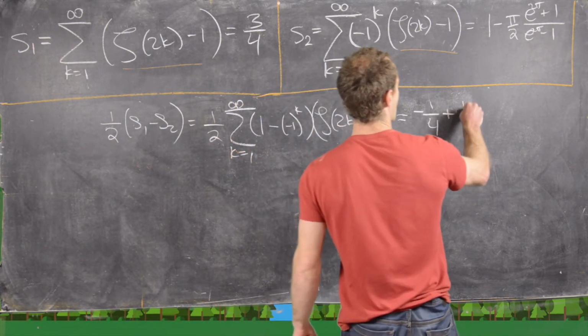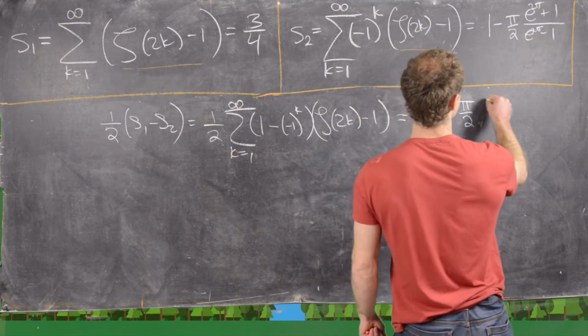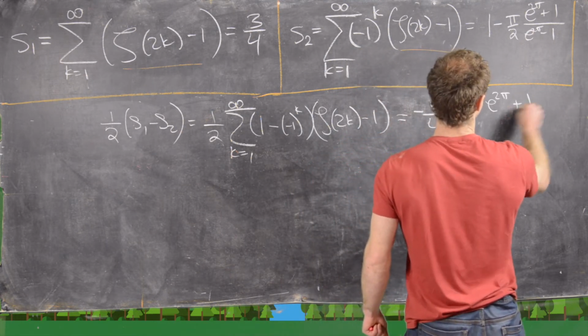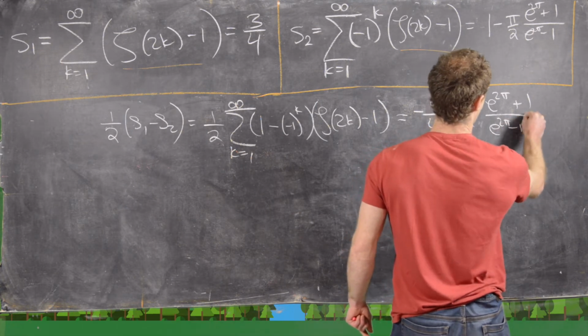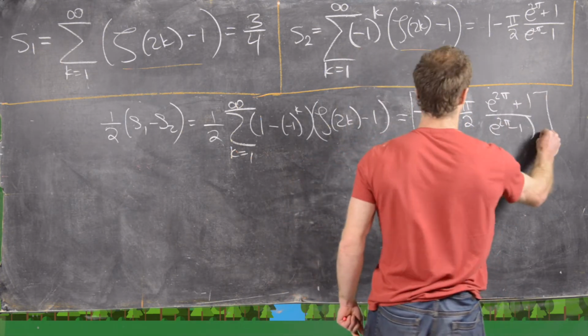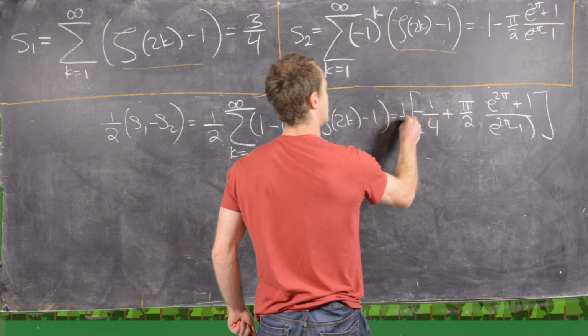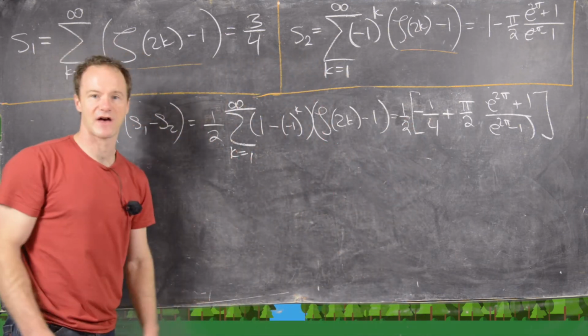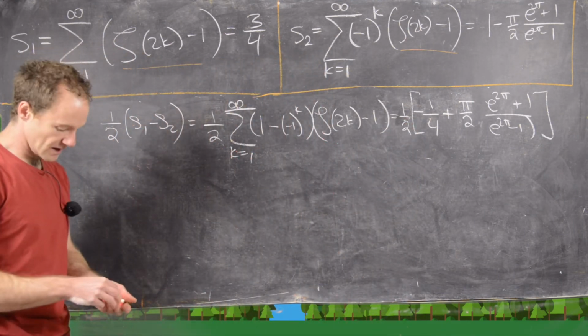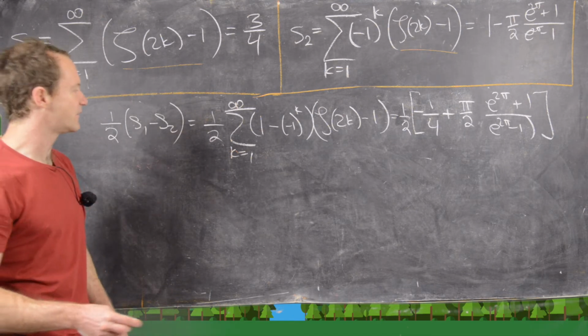And then we'll have plus pi over 2 times e to the 2 pi plus 1 over e to the 2 pi minus 1. And then we have to multiply the whole thing by a half because of this half out front. All right, now we can do the same trick that we did before.